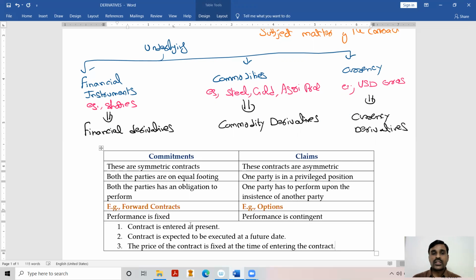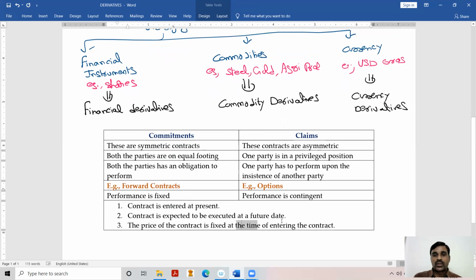As simple as that. So these are the common points between those two. Today we are entering into a contract that will be executed in future, and the price is also determined right now. That means the parties need not bother about the future prices, because the price is fixed today itself.